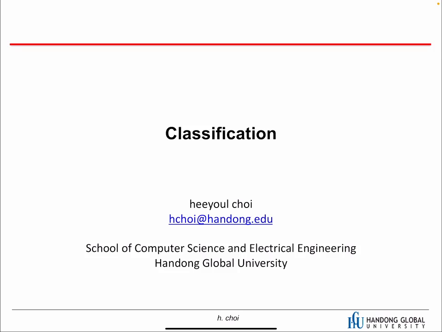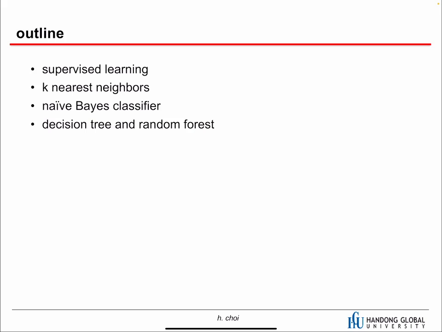Hi, this chapter is about classification. When people talk about machine learning, many times they talk about classification. Think about image classification or face recognition or speech recognition. All these tasks are classification tasks. So classification is a big part of machine learning.